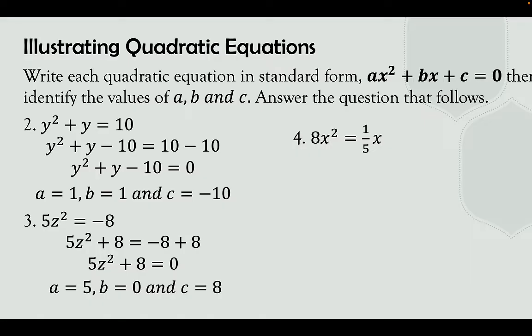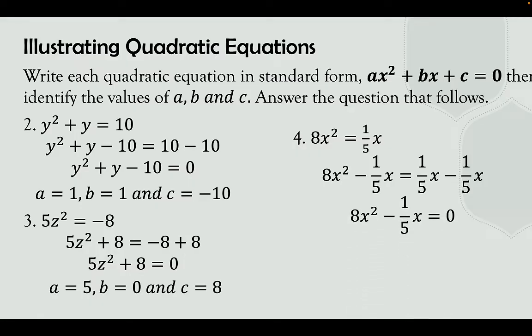So we need to subtract both sides by 1/5 x, so that our goal there first is to have a 0 value on the right side. So we have now 8x squared minus 1/5 x equals 0. So our a is 8, our b is negative 1/5, and c is equal to 0.